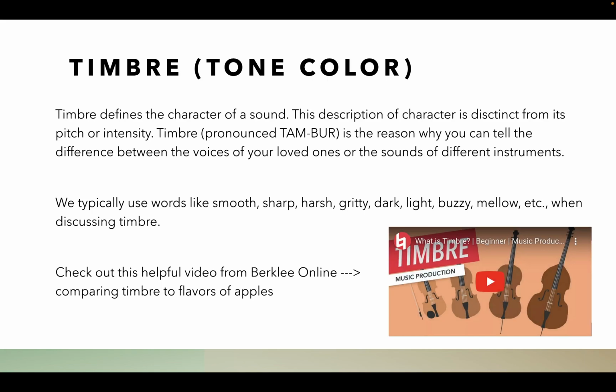Now on to our final topic for this unit, timbre, or tone color. Timbre defines the character of a sound. Every instrument has a different sort of tone color. We might use words like smooth, or sharp, or harsh, or gritty, or dark, light, buzzy, mellow, etc. to describe timbre. But again, these are inexact terms. It's really hard to nail down exactly what you mean because one of these words may mean something different to different people.